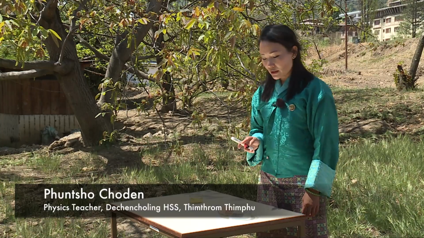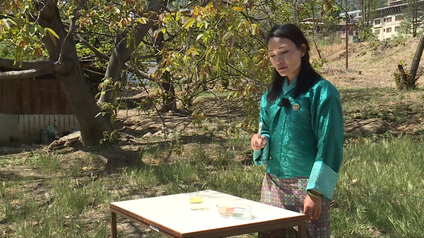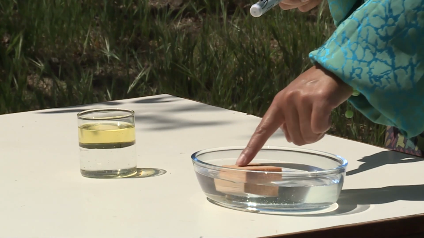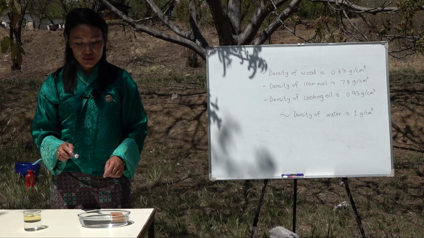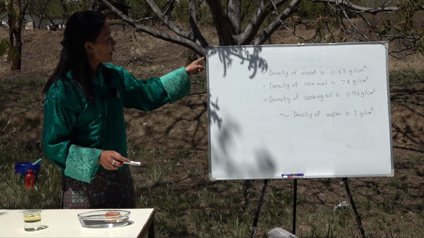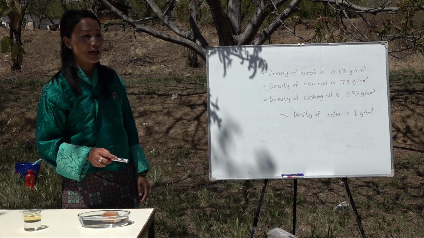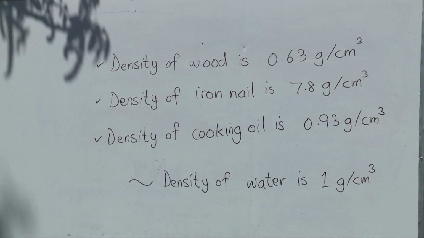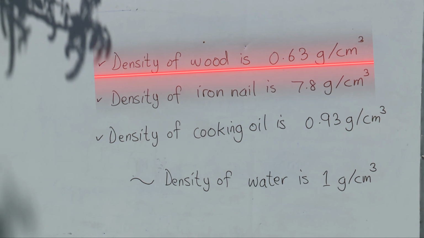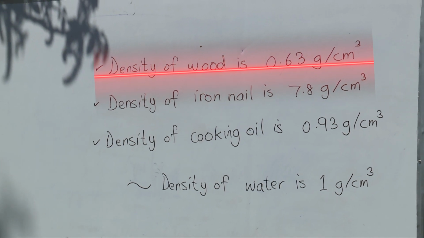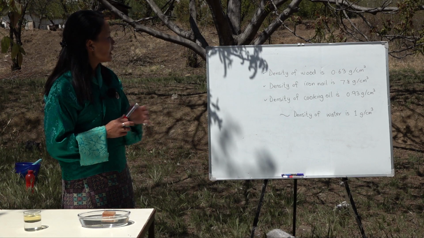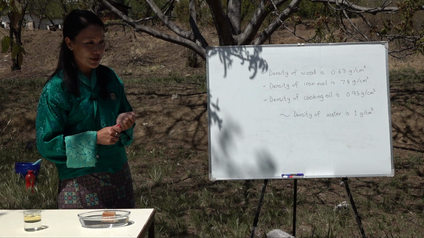Okay, so in the beginning of this lesson we talked about floating and sinking, and then we said that the wood floats. Now today, if you see on the board there, I've written down the density of wood as 0.63 gram per cubic centimeter. Now for your information, this is a pine wood and the density of pine wood ranges from 0.35 to 0.85 gram per cubic centimeter. So I've just taken the average value as 0.63.